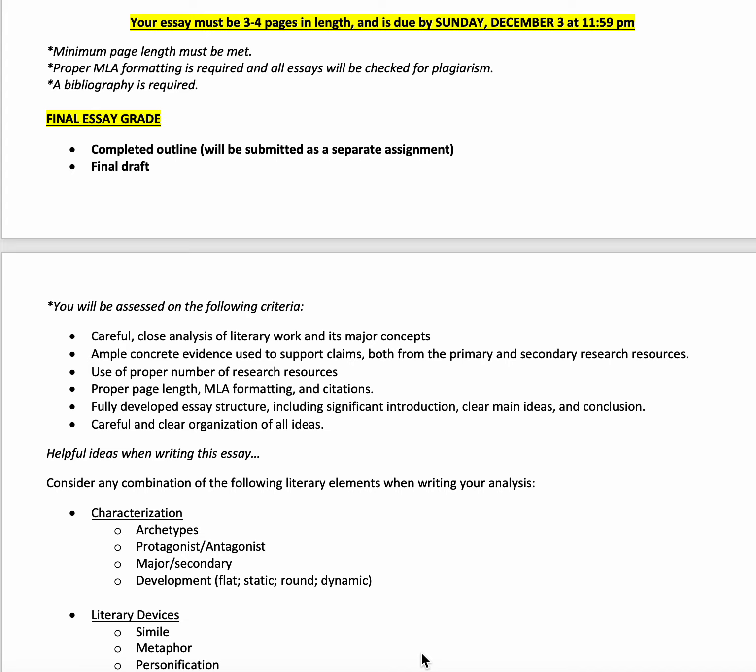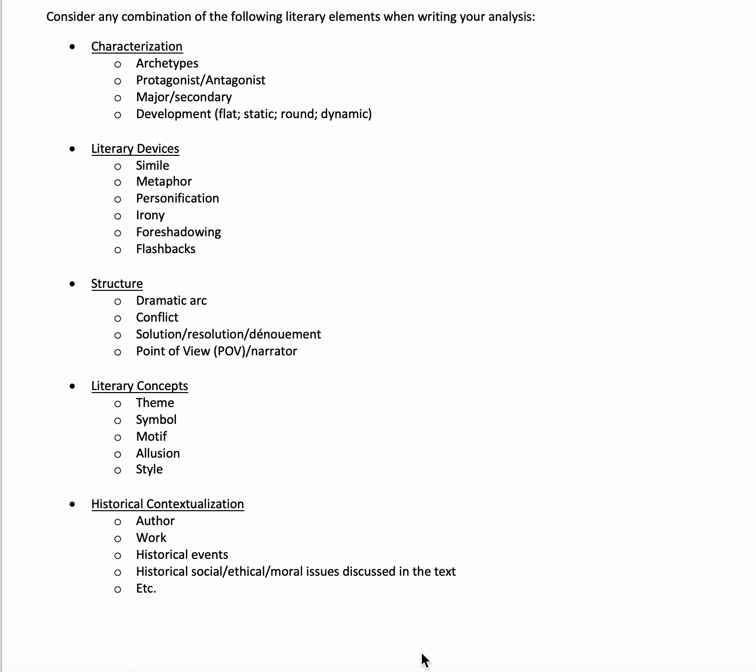So when you're thinking about some things that you could write about, again, I do suggest you kind of choose one main literary element to focus on and then bring in the other few literary elements as part of that discussion. Don't try to cover 10 different things. You're not going to have enough depth of analysis if you do that. So you can talk about things like characterization, and within that you could talk about archetypes, protagonists, antagonists, development, flat, round, static, etc. You could talk about literary devices like similes, metaphors, irony, flashbacks.